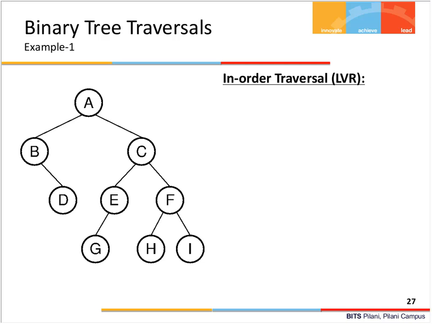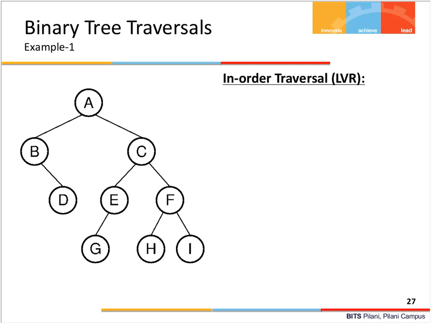Now let us process G, which means print G. Okay. Now I will go to the right of G, which is null. So G is completely taken care of. Now I will go to E. For E, the left part is taken care of, so I will print E, and the right side is null.